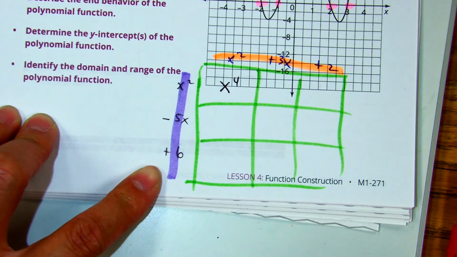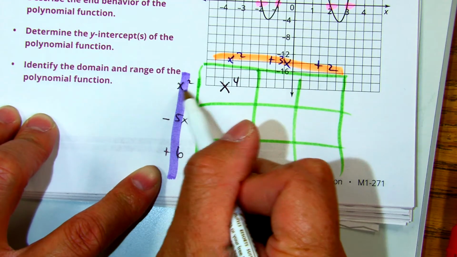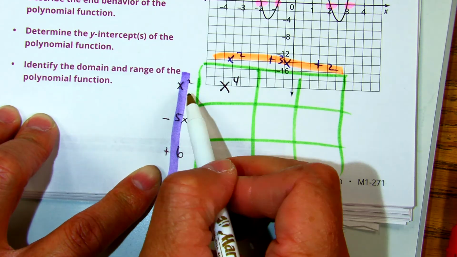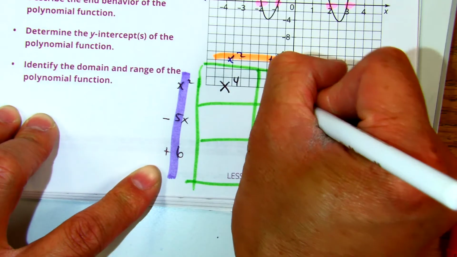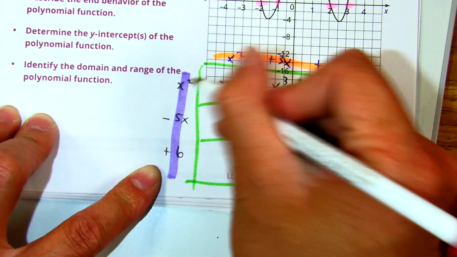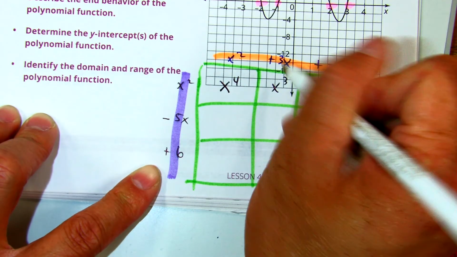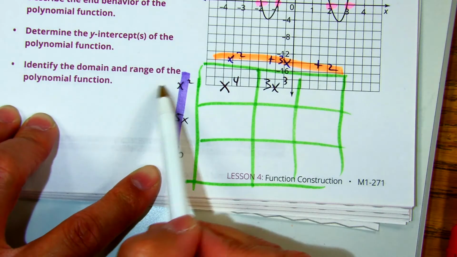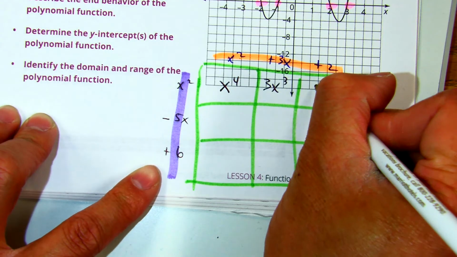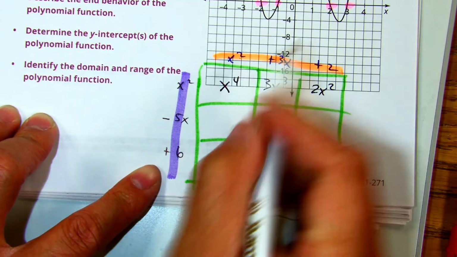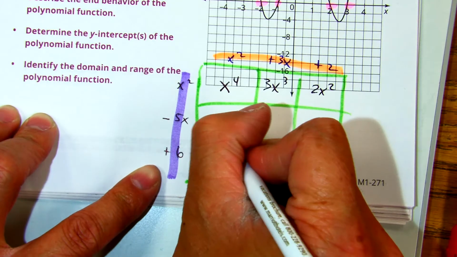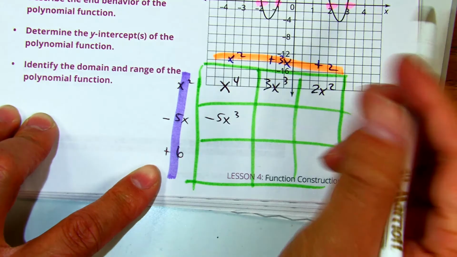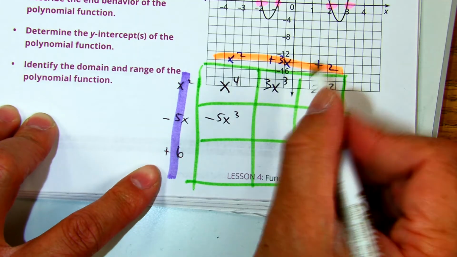How many x's over here? 2. Here? 1. So how many x's do you have? We write x cubed. X squared times x is x cubed, and you have that leading coefficient. Class, 2 times x squared. X squared times -5x. 3x times -5x.